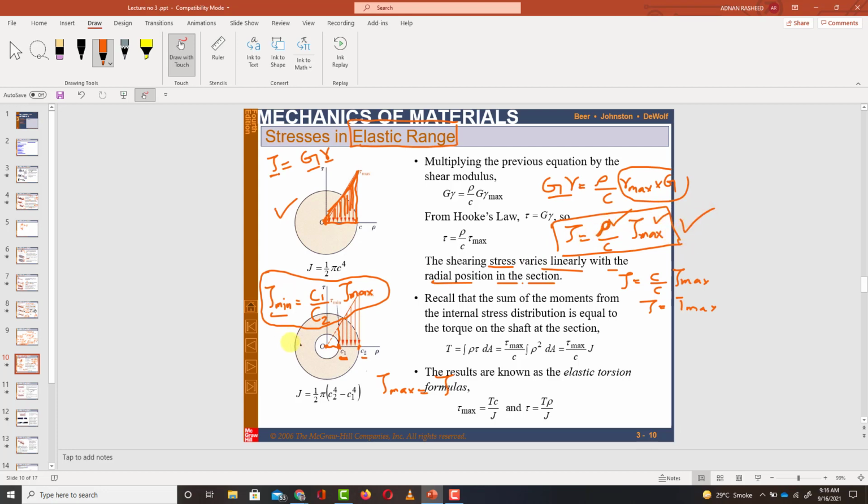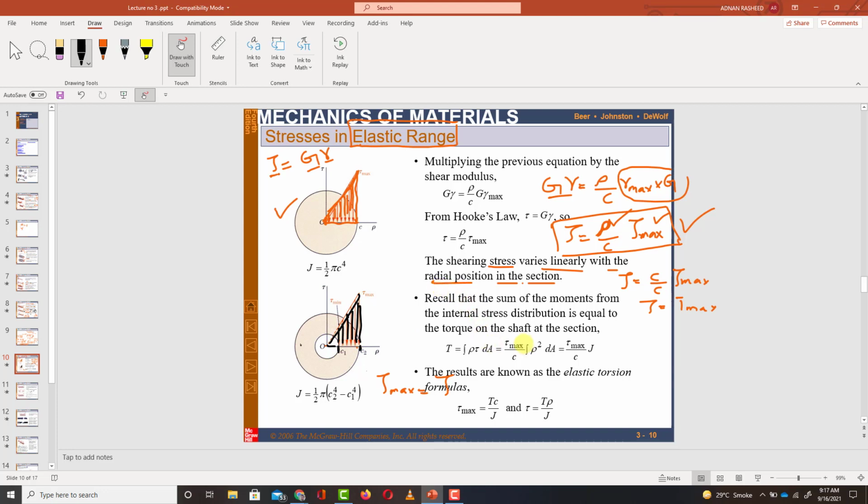Instead of rho we put C1 and instead of C we put C2, and tau max is the same. So you will get a certain value of shear stress at point C1, and at C2 tau max will be the maximum. So again the distribution of stress in hollow shaft will be like that. There will be no shear stress in the hollow portion. It will start from C1 to C2, and the stress is linearly increasing from C1 to C2. Clear?